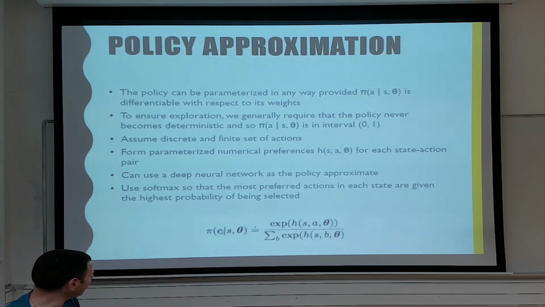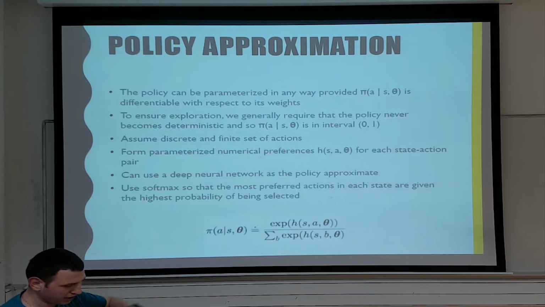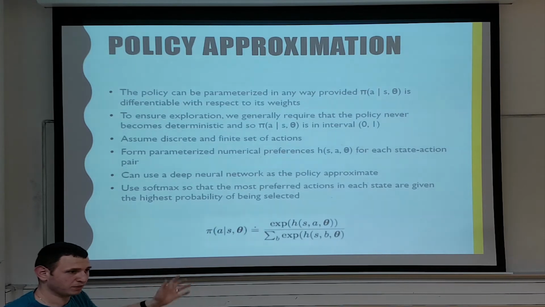So our pi will be the expectation of some h defined on the selected pair of state and action, and we normalize it over all the expectations, summing over all actions that we have. Okay?